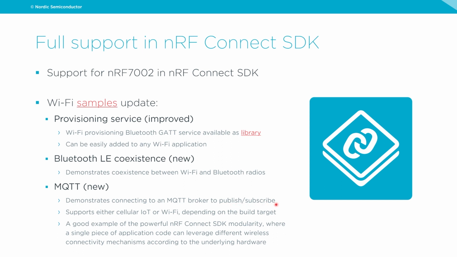This MQTT sample actually supports either cellular or Wi-Fi. It depends on the build target that you select to build a sample. And I think this one is actually a really good example of what you can get with nRF Connect SDK modularity. So you can see that there's a single application code, and that can leverage different wireless connectivity mechanisms, just depending on which kind of target hardware you're aiming to build this sample for.